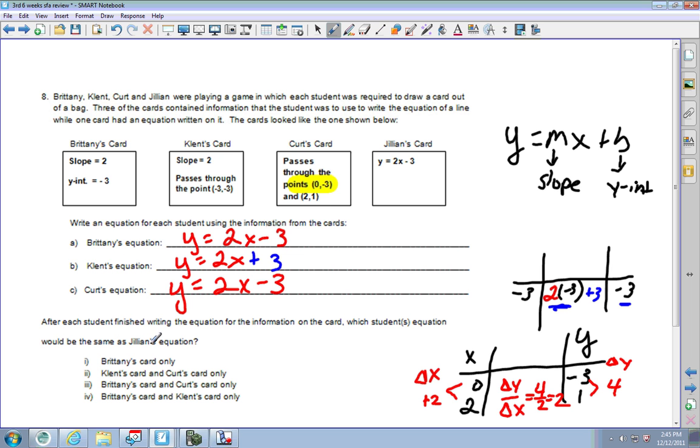After each student finished writing their equations on the card, which student's equations were the same as Jillian's? Well, this is the same, and these are all the same lines. So we have Brittany and Kurt. Let's see if I got my highlighter here. The answer would be that third one right there. What do you notice about all the two slopes? This line is different. The slope is the same. So what does that mean about these two lines? It means that they are parallel.